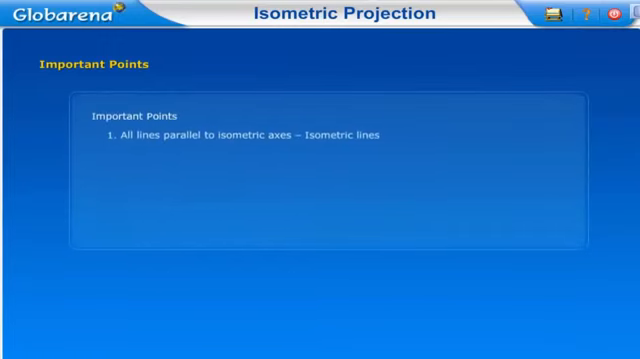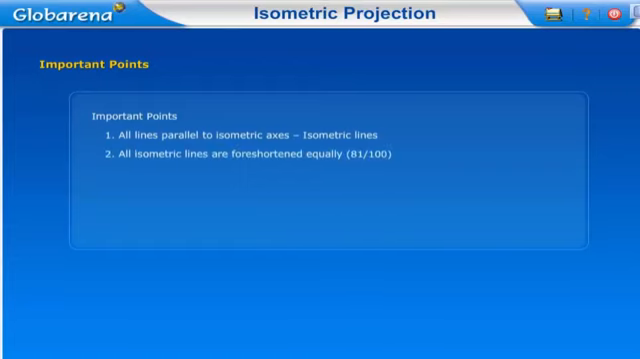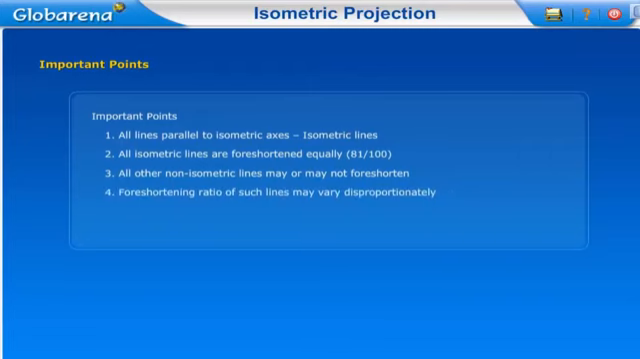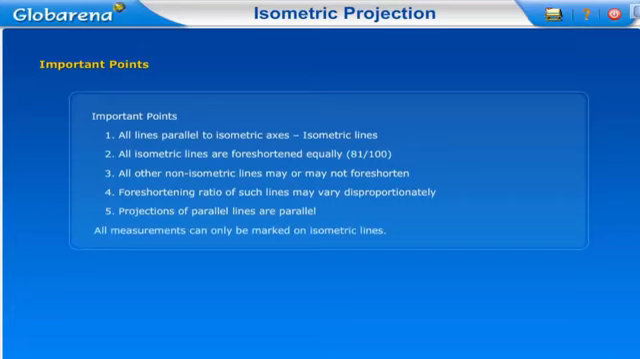Important points. 1. All lines parallel to the isometric axis are isometric lines. 2. All isometric lines are foreshortened equally. 3. All other non-isometric lines may or may not be foreshortened. 4. The foreshortening ratio of such lines may vary disproportionately. 5. The projections of parallel lines are parallel. All measurements can only be marked on isometric lines.